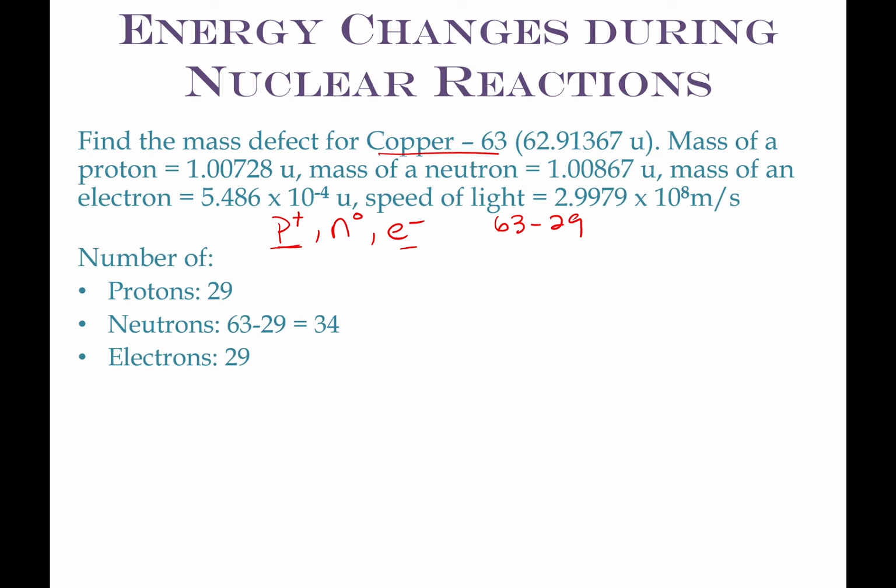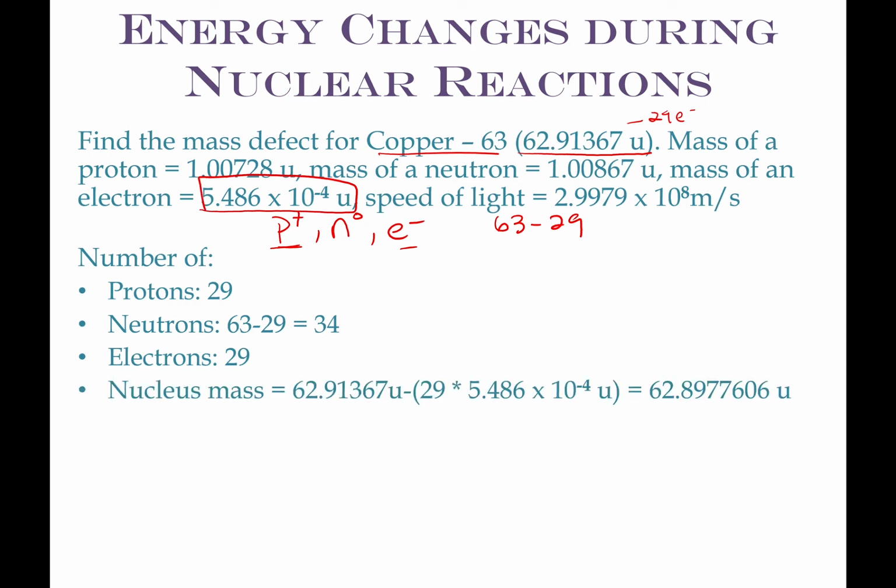So the first thing we're going to do is take this isotopic mass and subtract the mass of 29 electrons. So that's what we're going to do first. 62.91367 U minus 29 times the mass of the electron. And when we do that, we get 62.8977606. So this is the nucleus, just the mass of the nucleus.